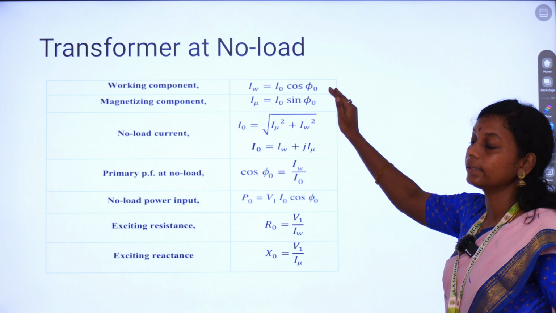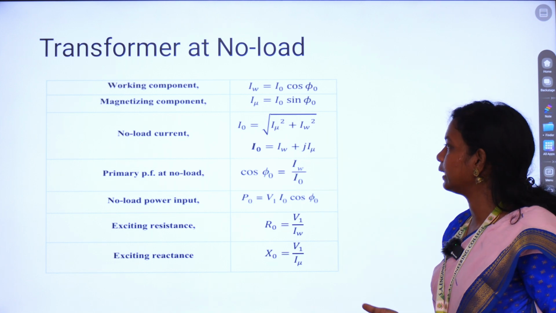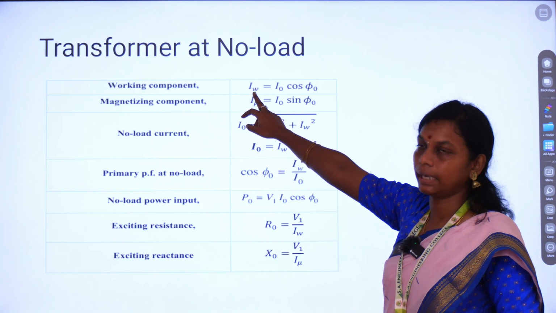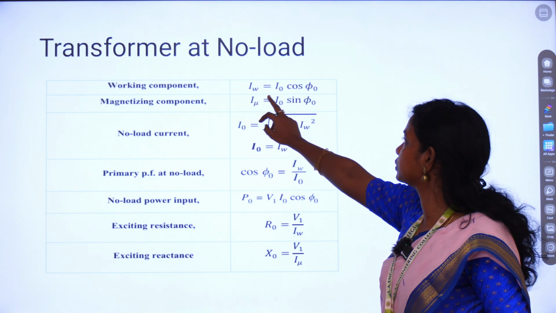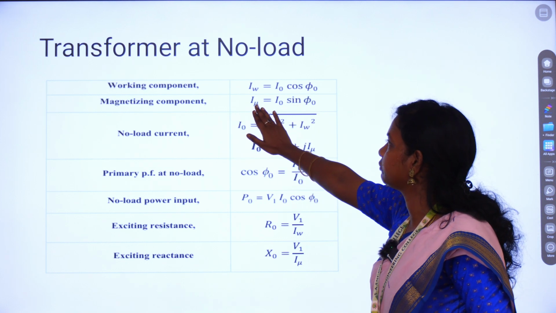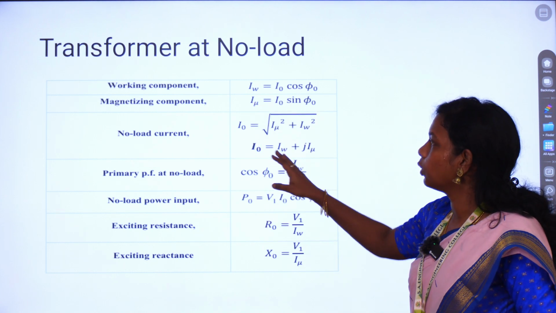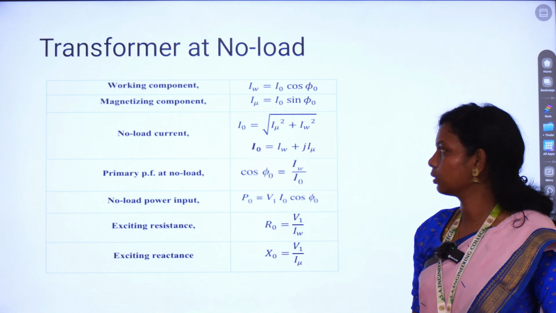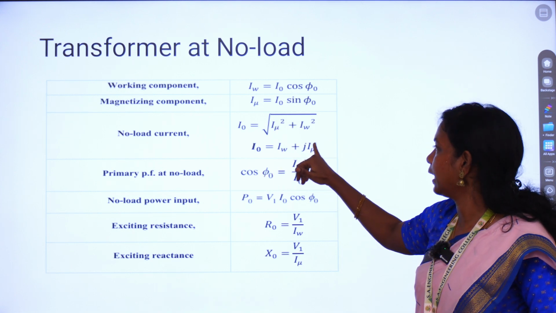So next one, at the no load condition, what are the points we have to remember? While solving the problem, we have IW, which is the copper loss, correct? Sorry, that is the core loss. The core loss is equal to I naught cos phi naught. And the magnetizing component is referred to as I mu, and it is given with sin phi. And the no load current is the combination of core loss and magnetizing current. So I naught is IW plus j I mu.